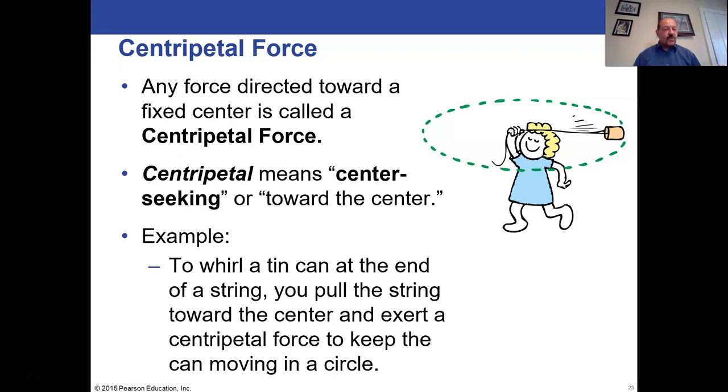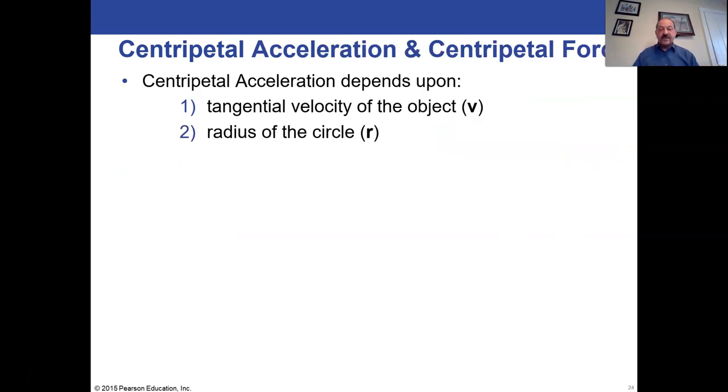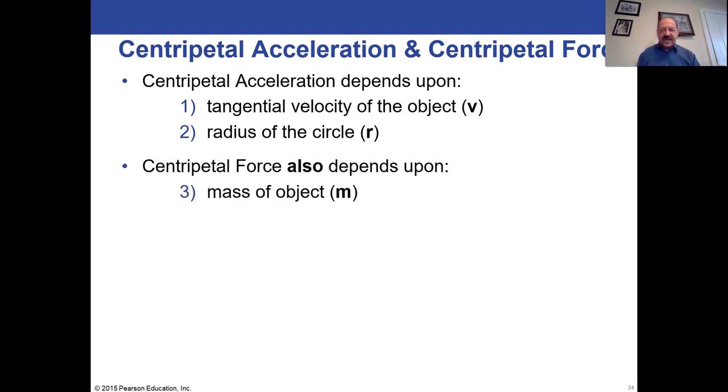So to whirl a tin can at the end of a string, you pull the string, you whip it around, you exert a centripetal force that keeps the can moving in a circle. That force pulling inward is constantly changing the direction of the can as it's going around a circle every instant in time. That's an acceleration because you're changing velocity's direction. So centripetal acceleration depends on two things, and two things only. The tangential velocity, that's just how many meters per second it's going around in the circle, and how big the circle is, the radius of the circle. That's it. Only two things. And I'll show you the formula for that in a second.